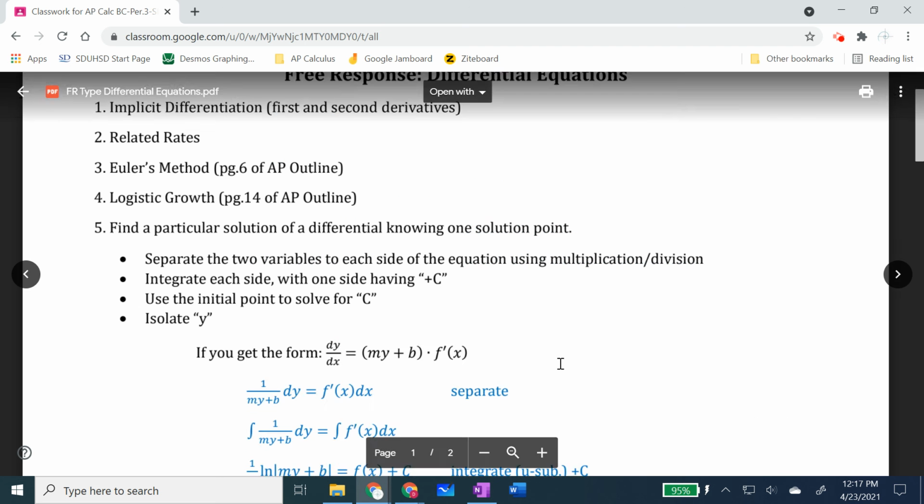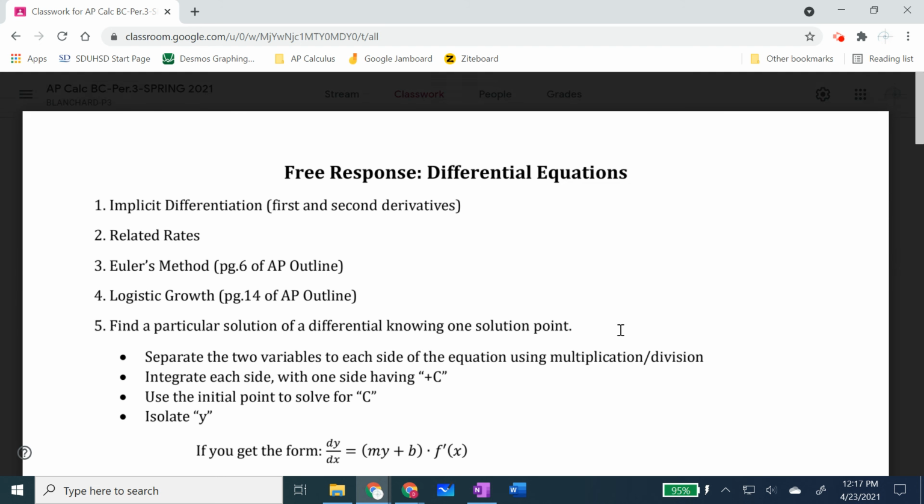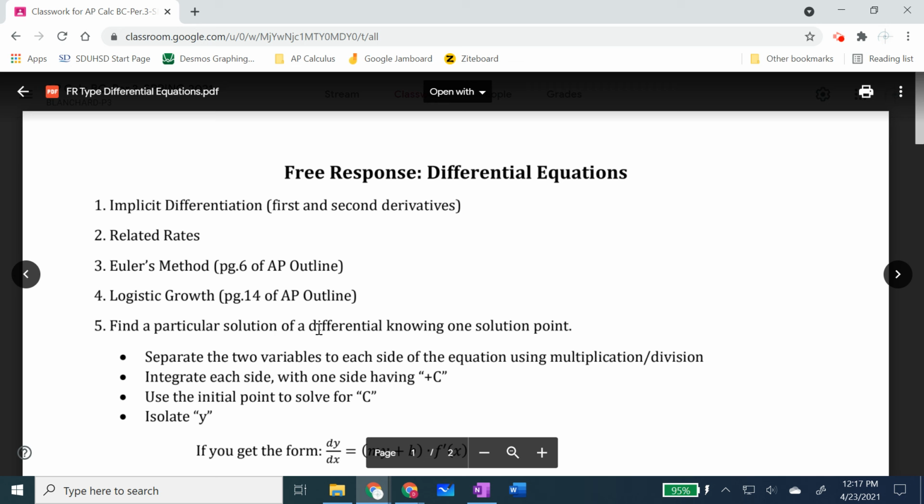So if you run into a free response problem that uses differential equations, most of the time they do ask you to find a particular solution.